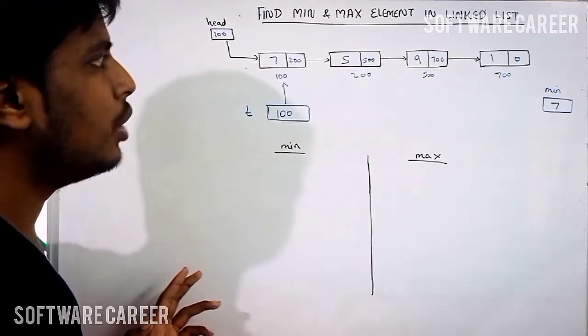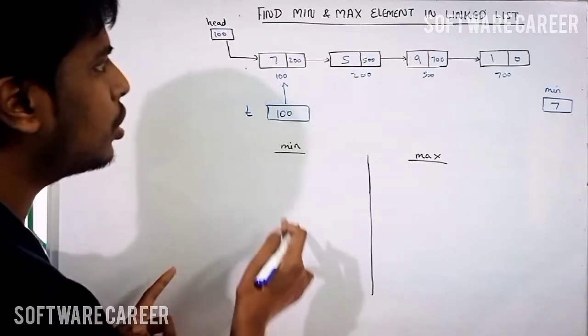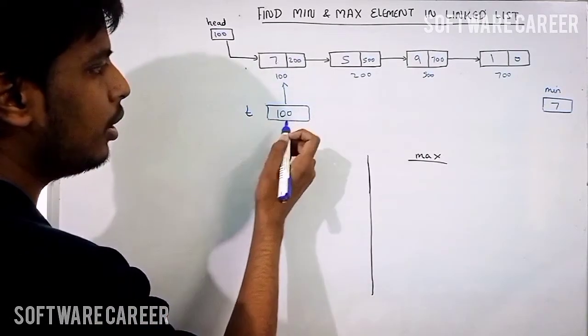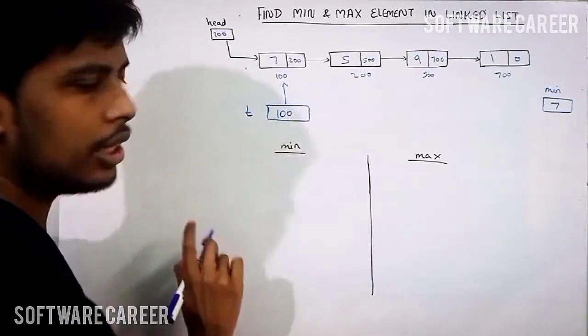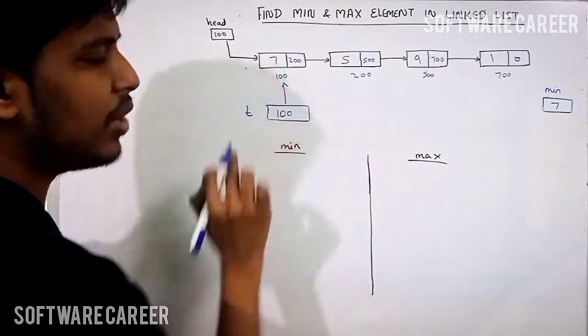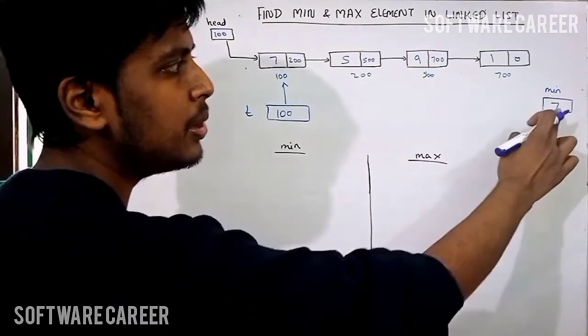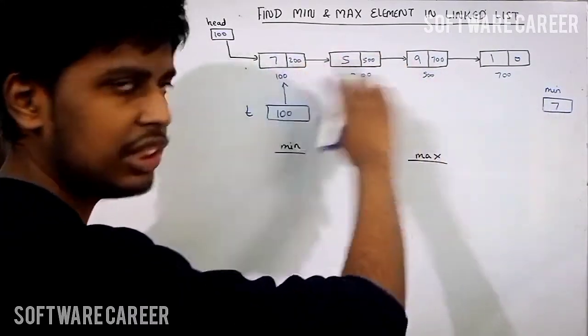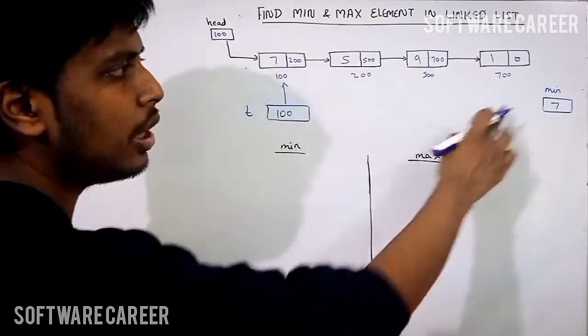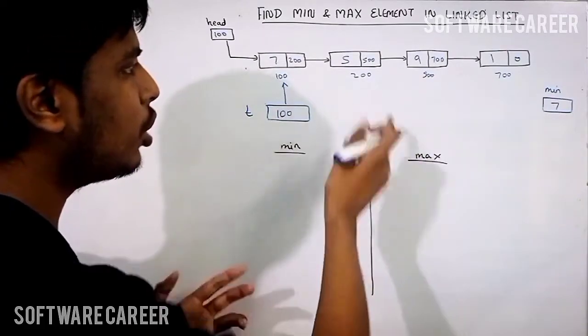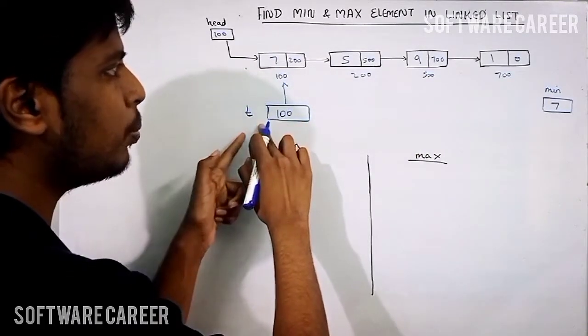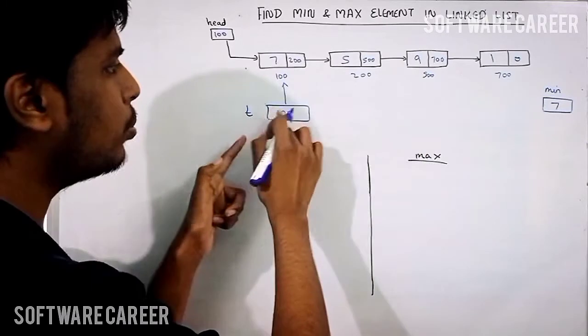Now the next step is you should compare the data present in t. Now t is having address 100. 100's data is 7. You should compare whether 7 is less than minimum. Minimum is 7. 7 is not less than 7. 7 is equal to 7. So you should not update the minimum value. Now what you should do? You should move the t pointer to point to the next node. How you can move? See here.